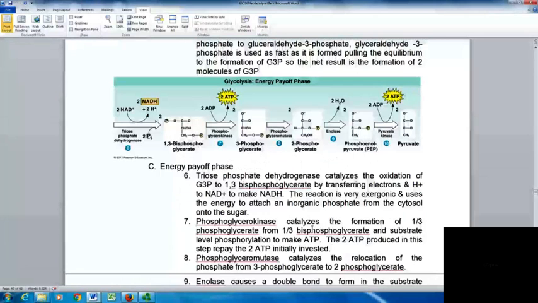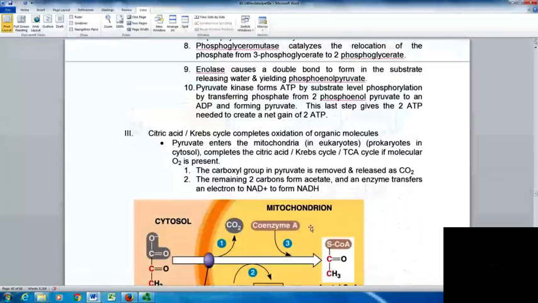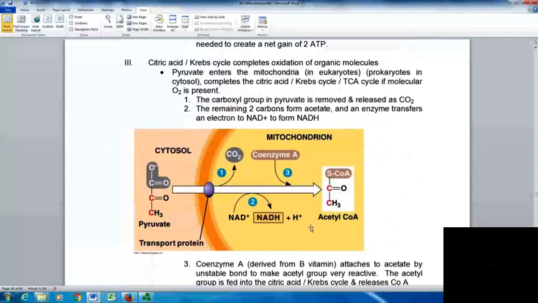So next we're going to look at how we get this pyruvate into the mitochondria. So this of course is in a eukaryote. In a prokaryote, this will all occur in the cytosol. Here you've got pyruvate and you've got a transport protein that's going to move this into the mitochondria. As it goes in, you're going to pull off the carbon and 2 oxygens as carbon dioxide.